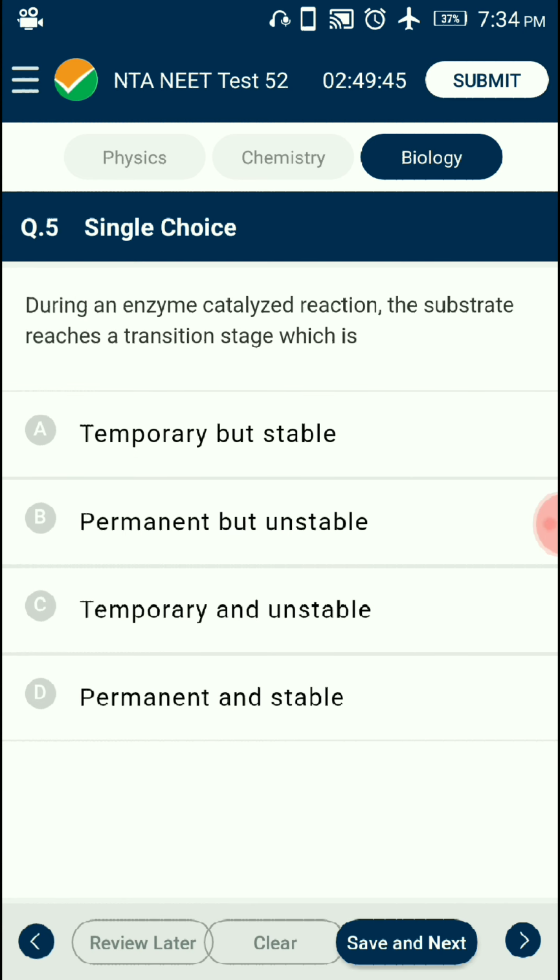Question number 5. During an enzyme catalyzed reaction, the substrate reaches a transition stage which is? Enzymes are molecules that act as catalysts to increase the rate of reaction. Enzymes bind to the substrate, forming the complex called the enzyme substrate complex, and the product formed is released once the substrate is altered. The enzyme substrate complex state is the transition state between the substrate and product. This state is unstable and temporary. So the answer is option C, temporary and unstable.